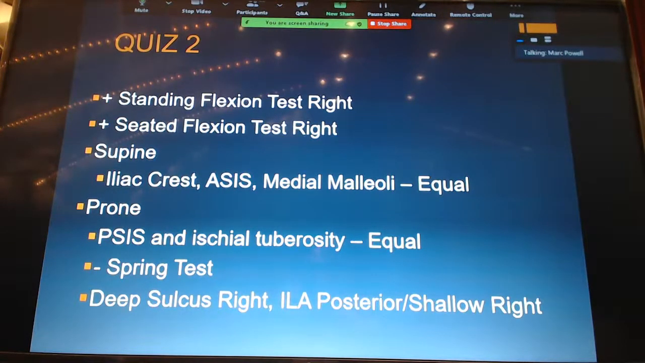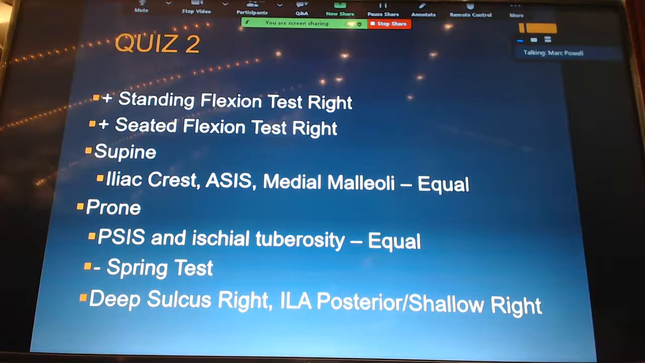Because I always do my exams the exact same way, right? Because I cannot come off of my course or I'll miss something. So I know what it is, but I'm still going to do it because there might be some other issues. Iliac crest, ASIS, medial mal are all equal. Prone, PSIS, ischial tuberosities are equal.